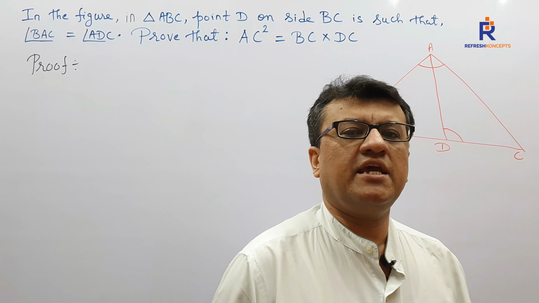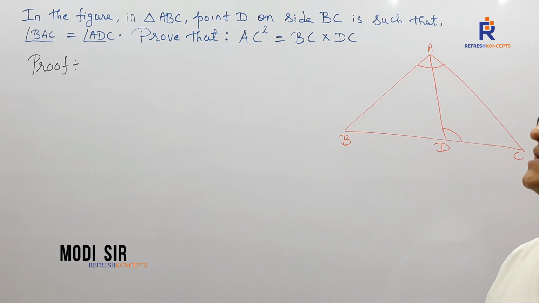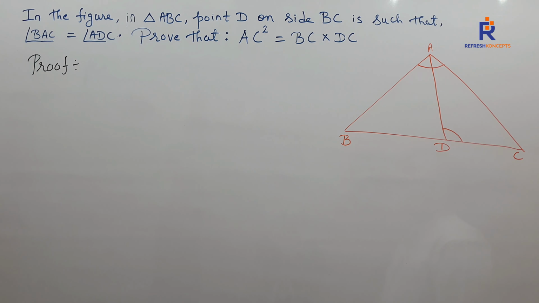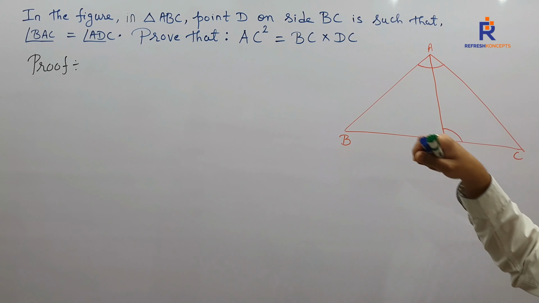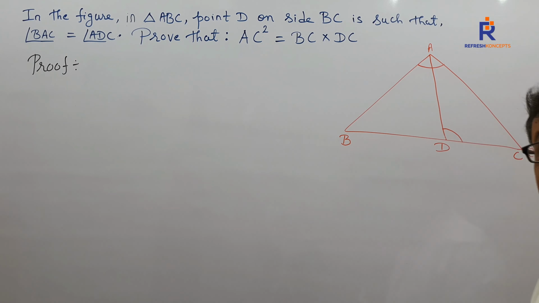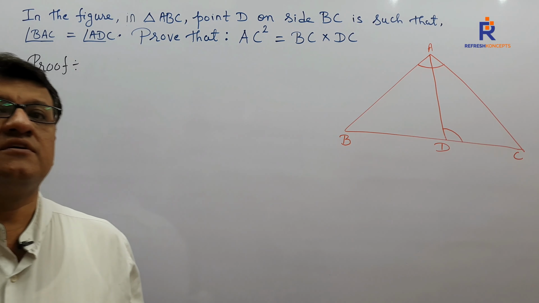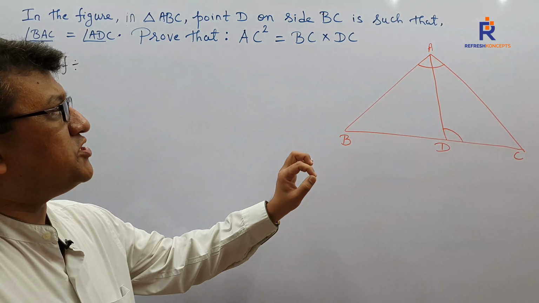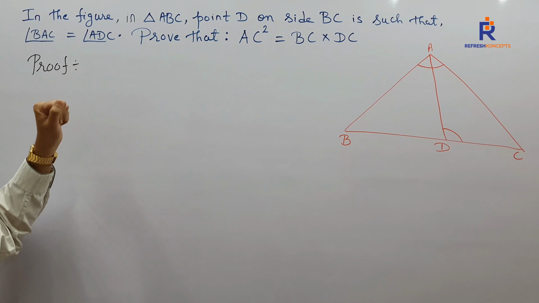Children, let's take one more interesting sum. This is very, very interesting, right? Let's see what the sum is trying to say. It says in the figure, in triangle ABC, we have triangle ABC. Point D is on side BC. Mind you, point D is any point on side BC. Point D isn't a midpoint, right? Point D is any point on side BC such that angle BAC is equal to angle ADC.